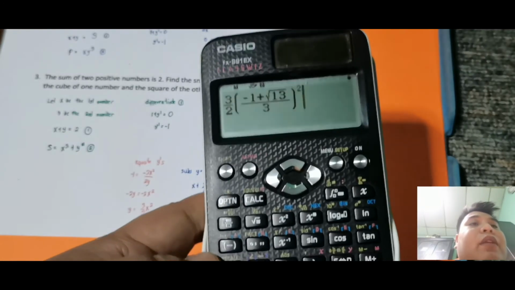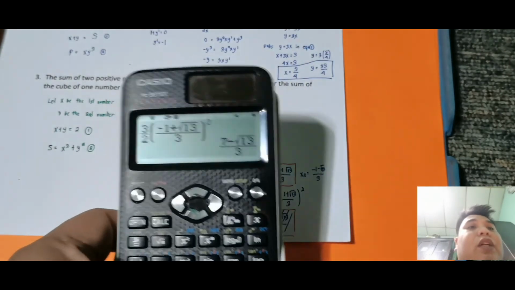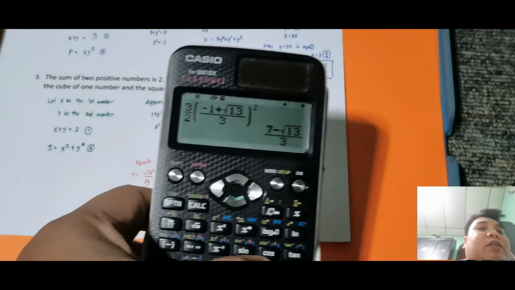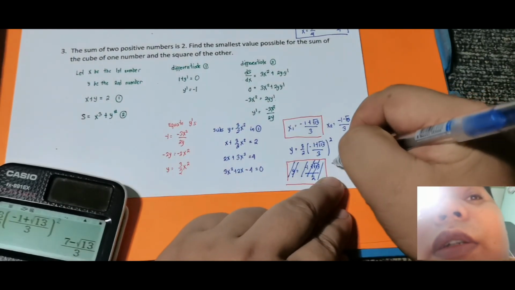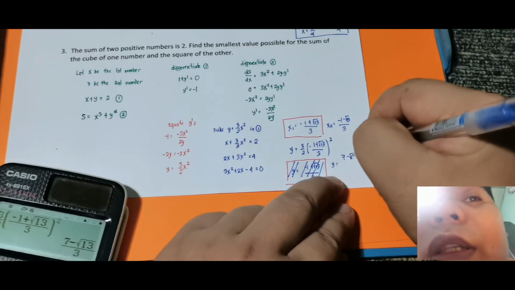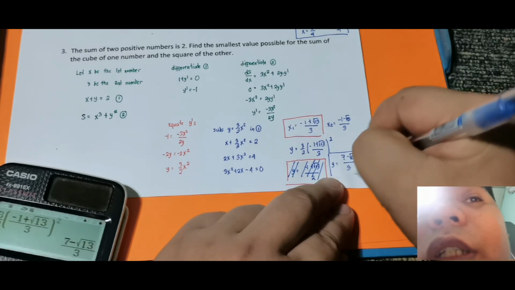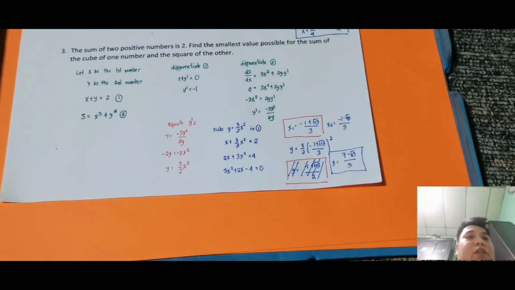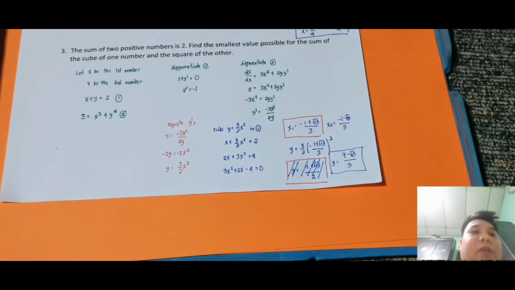Okay, so ayan. Ang lumabas na sagot is 7 minus square root of 13 over 3. So check natin kung positive. Yes, positive pa rin. So that is 7 minus square root of 13 over 3. So y na lumabas natin dito is 7 minus square root of 13 over 3. So ito yung isang value. Ngayon, check natin kung ang sagot sa dalawang yan is positive 2. So dapat yung sum nila is 2. So yun isa sa dapat mong malaman.